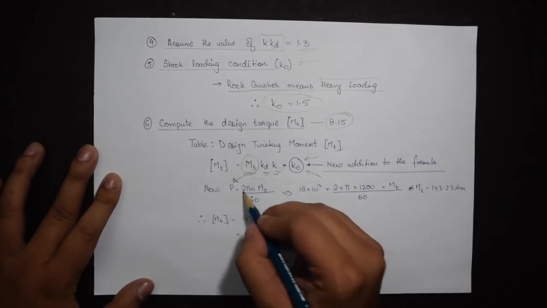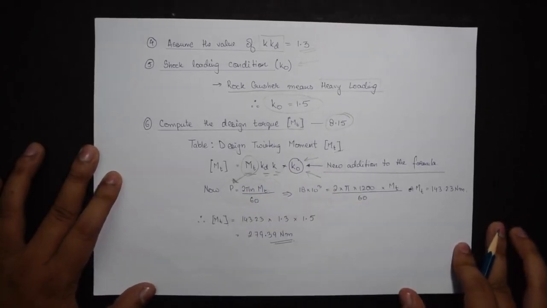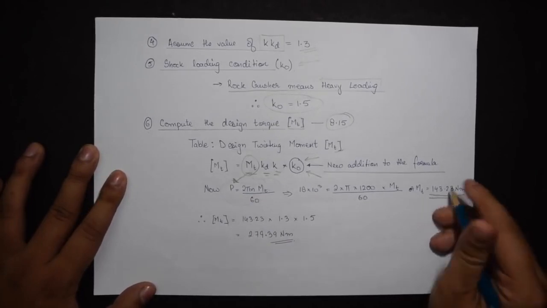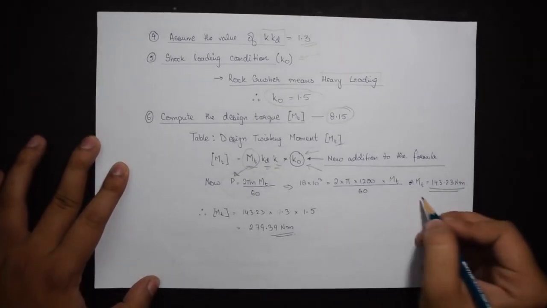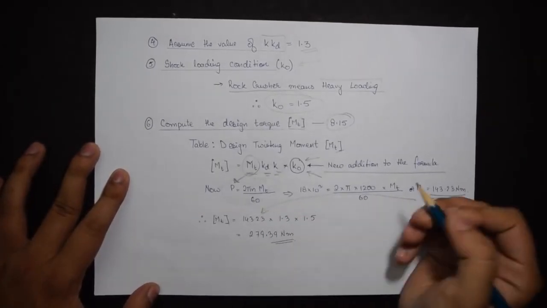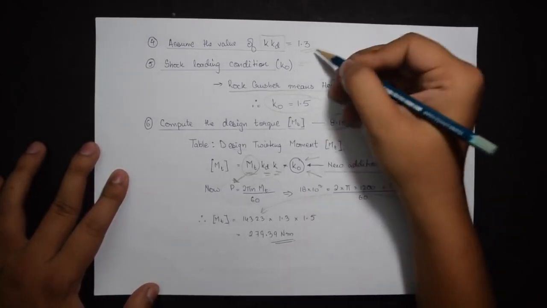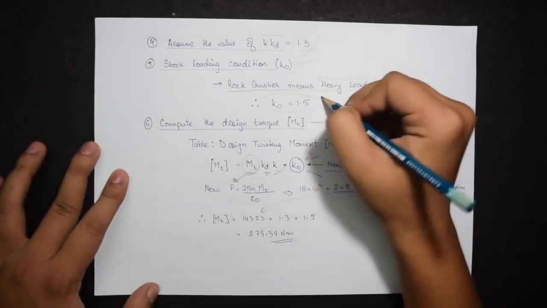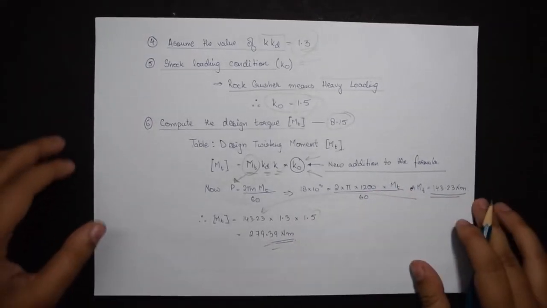P is equal to 2 pi n mt divided by 60. From here, my value of mt comes out to be 143.23 Newton meter. Substituting this value in my design MT formula, I have 143.23 into KD, which is 1.3, and K naught, which is 1.5. My value resulting as 279.39 Newton meter.